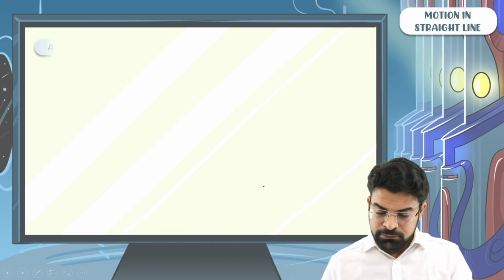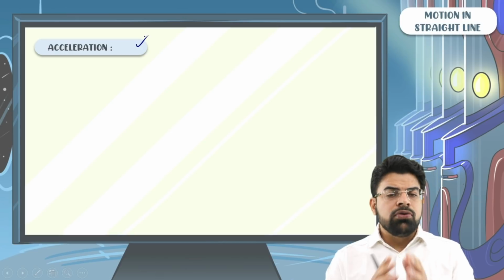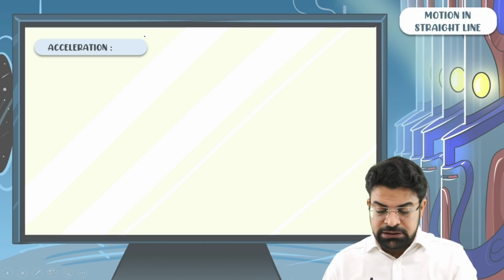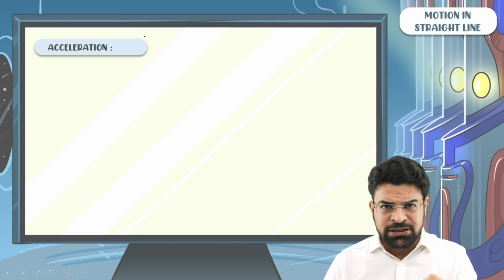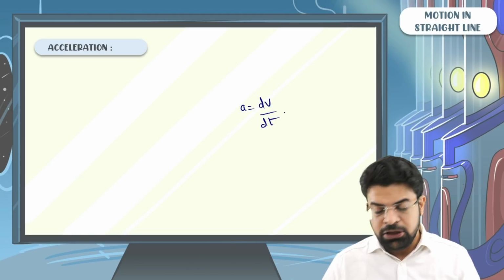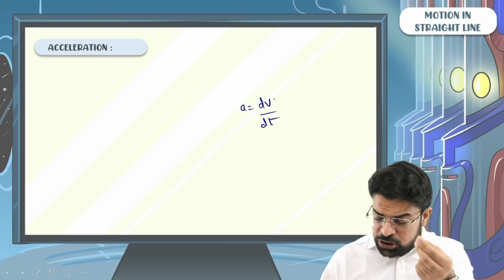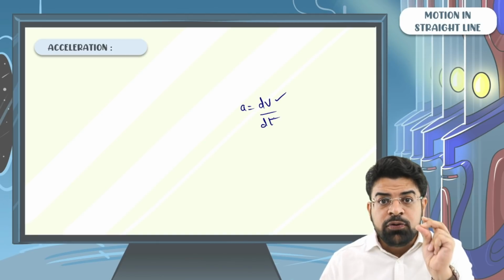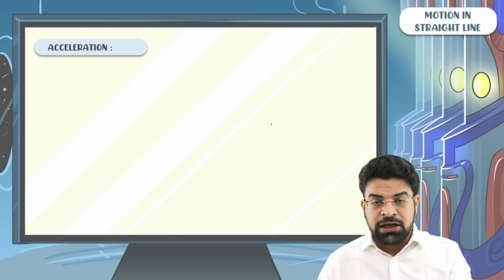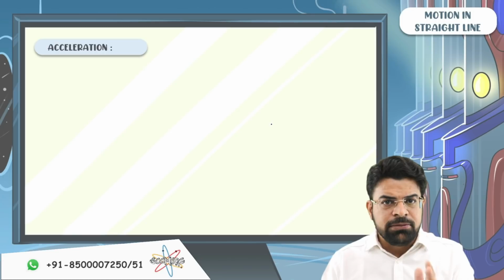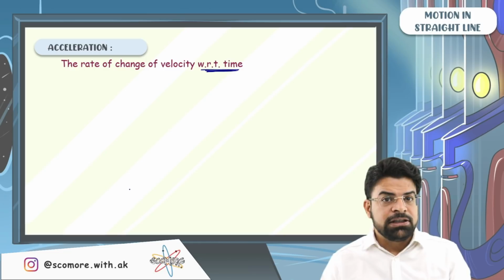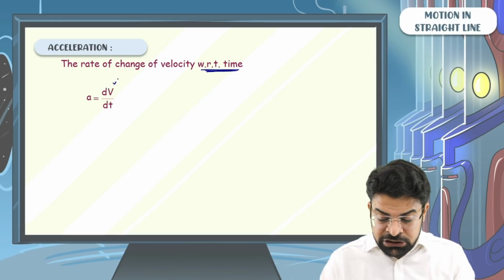Moving on. Now let's talk about the most important thing a child should know in motion in 1D, that is acceleration. So let's discuss acceleration. What is acceleration? The acceleration is the rate of change of velocity with respect to time. The infinitely small change in velocity upon the infinitely small change in time in which that change in velocity takes place. So the instantaneous acceleration of a particle is nothing but dv by dt. So we say the rate of change of velocity with respect to time is called acceleration. We can write acceleration as dv by dt.